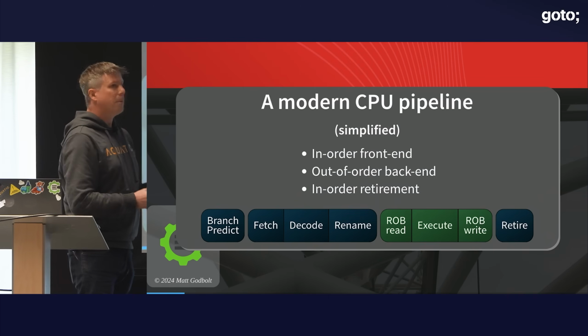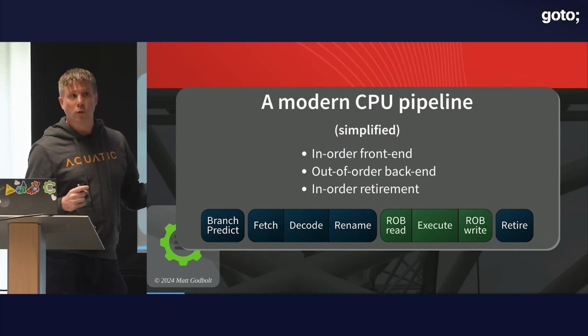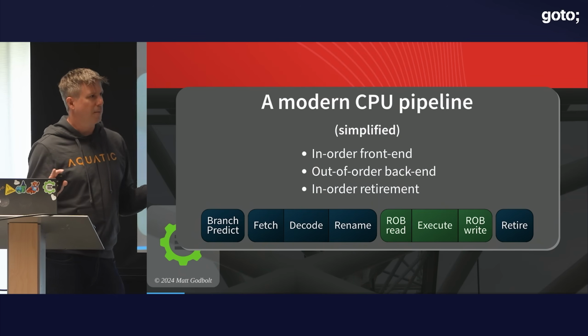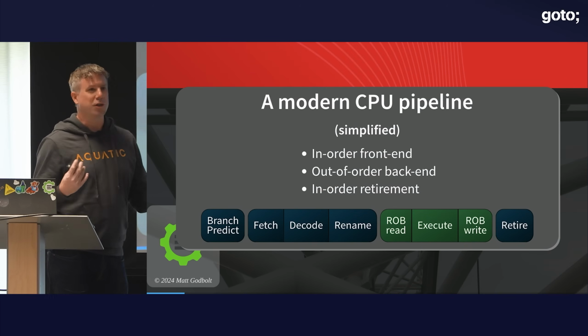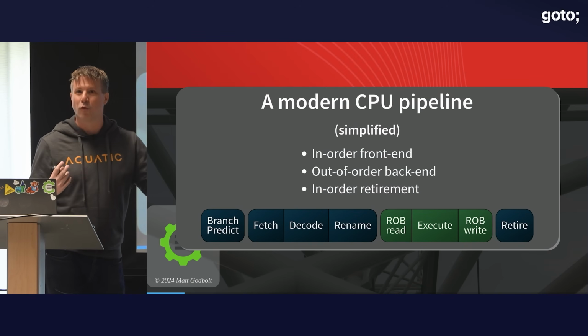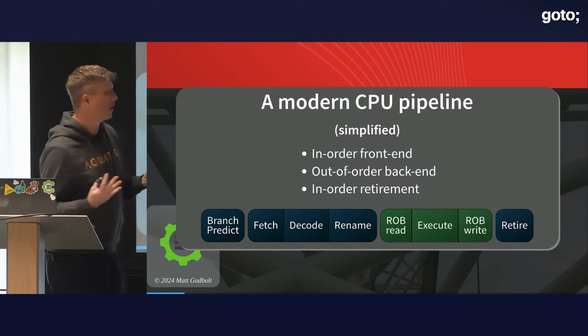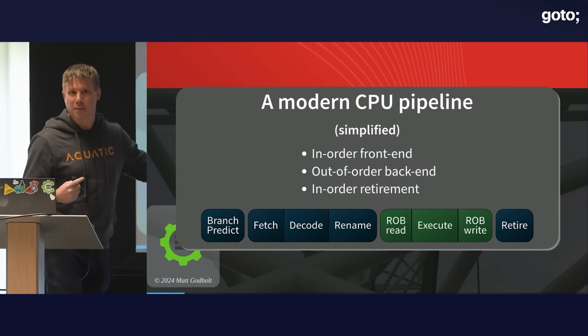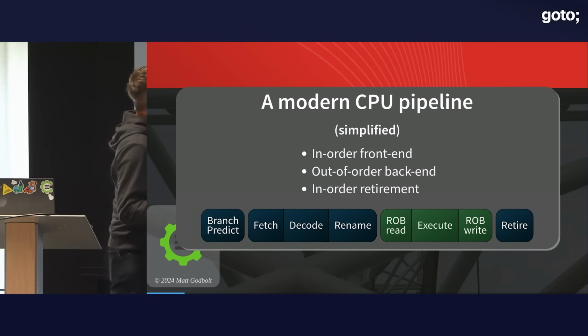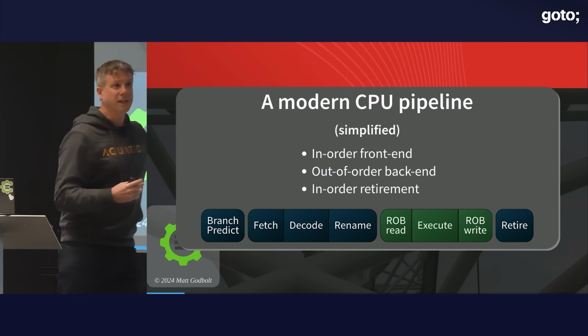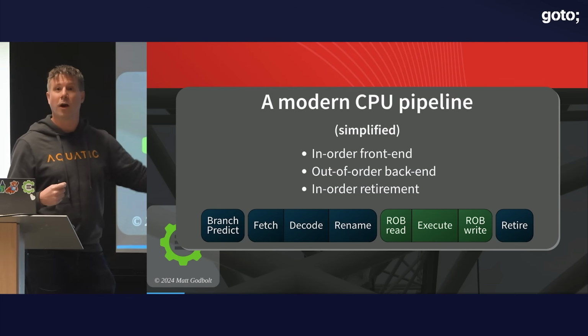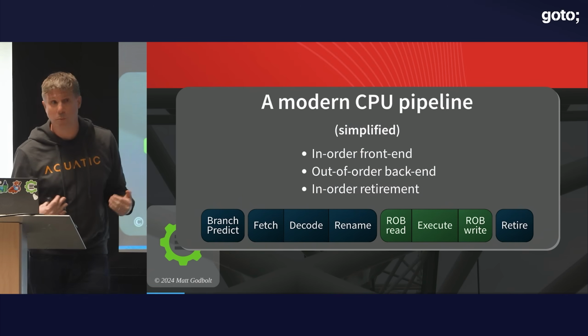And then in modern CPUs, something cool happens. If you've done your MIPS-style fetch, decode, execute, retire for a 4-stage pipeline from university days, nothing works that way anymore. We have this front end that is in order. Anything that's in blue means it happens in order. That means each instruction is processed one after another in the order that you wrote them.